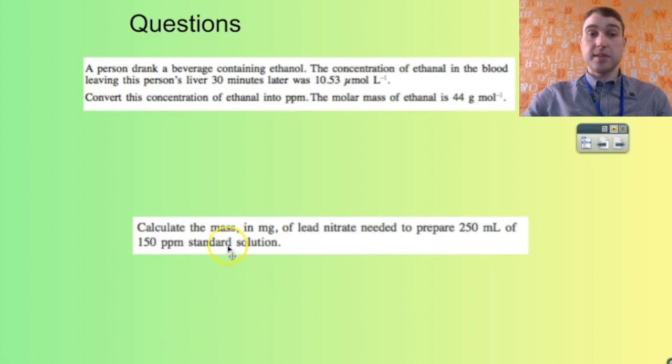The next question says calculate the mass in milligrams of lead nitrate needed to prepare 250 mL of 150 part per million solution. So we have our concentration, 150 parts per million. We need to figure out how many milligrams of lead nitrate we need to make that. And the other thing we need to know there is our volume, which is 250 mL.